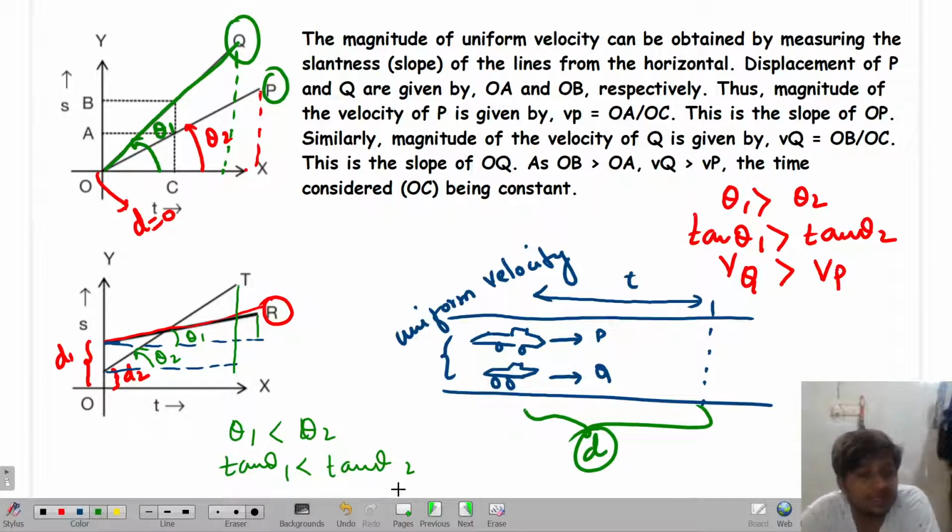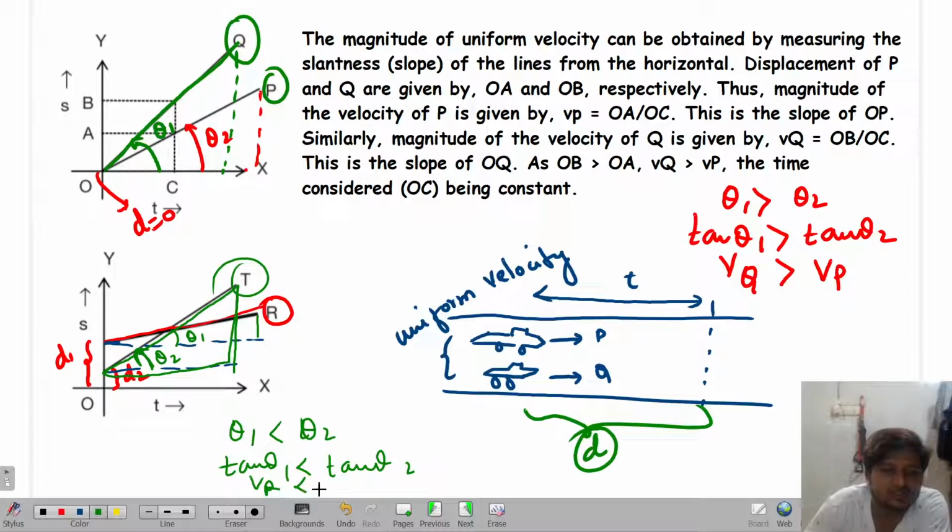This means that tan of theta 1 will be less than tan of theta 2. But what is the meaning of this? Tan theta 1 is representing the velocity of car R, while tan theta 2, this particular bigger triangle with angle theta 2, is representing the velocity of car T over here. So this means that the velocity of car R is less as compared to the velocity of car T. Understood or not? Tell me yes or no.